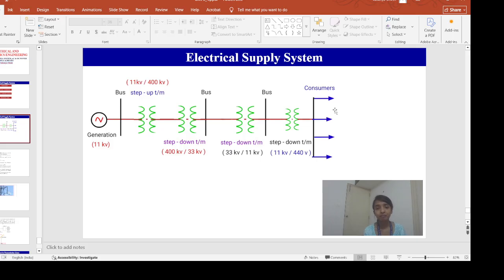Now you can tell me why, like here we understood that this 11 kV is stepped up to 400 kV. Then why do we need to down convert this 400 kV in so many steps? Why can't we down convert it in a single step? Why can't we use a single step down transformer? Because if we want to step down this 400 kV to 440 volt, it is a huge conversion ratio. You can understand, right? 400 kilovolt to 440 volt.